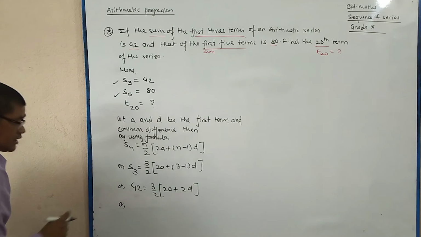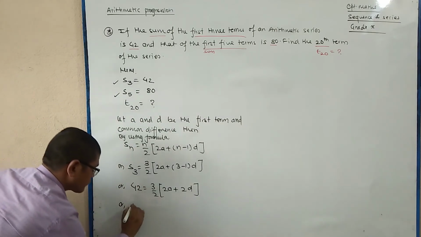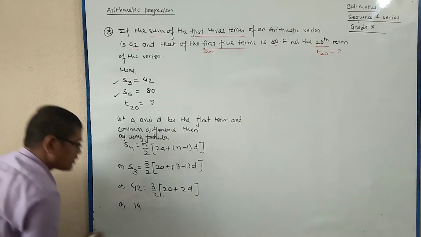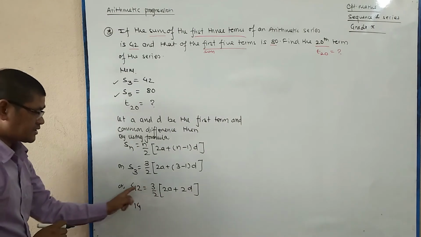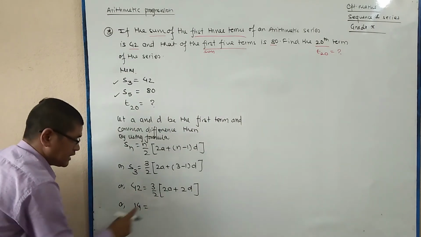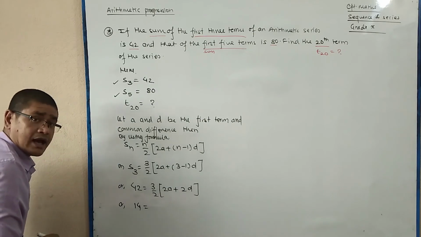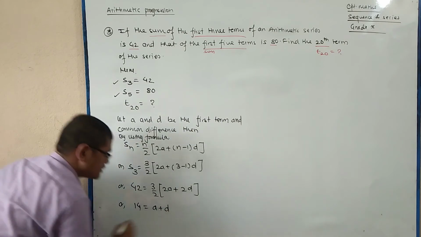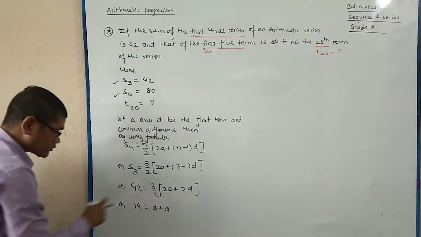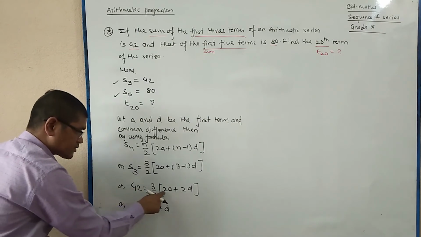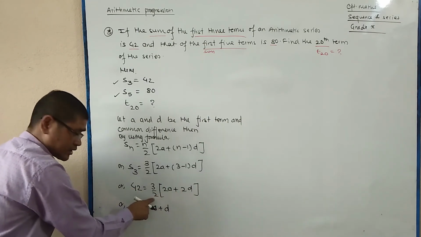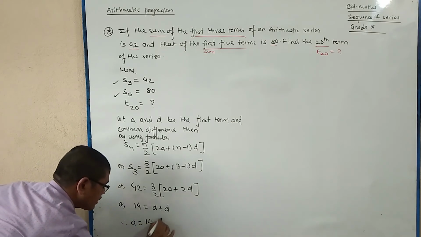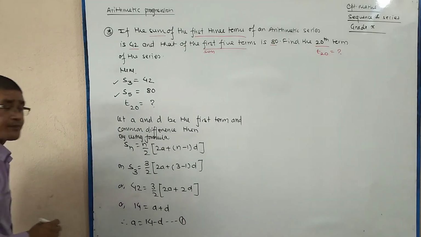From here, how much? 3 times 14 is 42. And these two after taking common we can cancel out, so that we have a plus d. I hope you are getting this one. Therefore a equals 14 minus d, as equation 1.